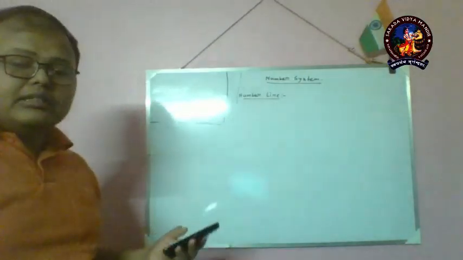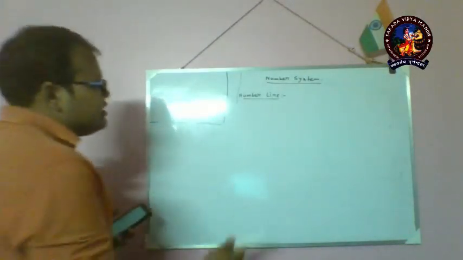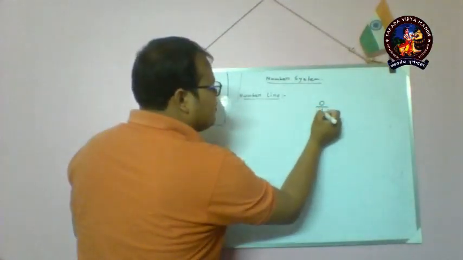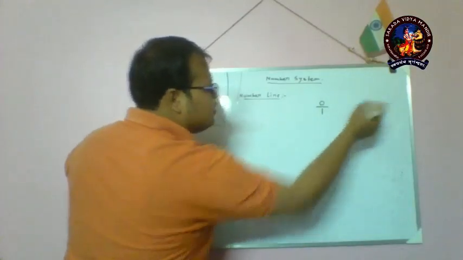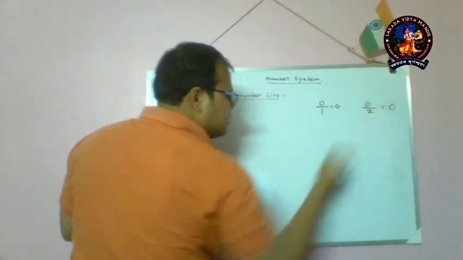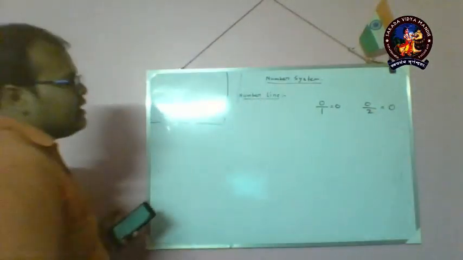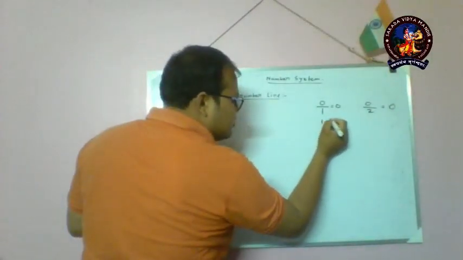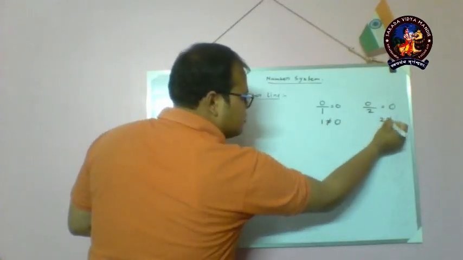First question, is 0 a rational number? Yes, obviously we have discussed that 0 is a rational number because 0 can be written in the form 0 by 1 or 0 by 2. Anything could be written, which is equal to 0. We didn't change the value, and here Q is not equal to 0. Here also Q is not equal to 0.